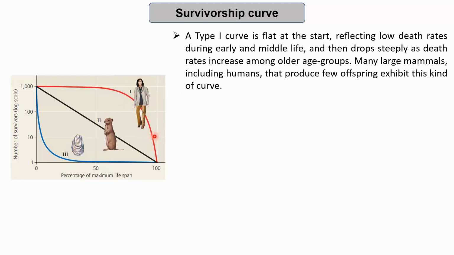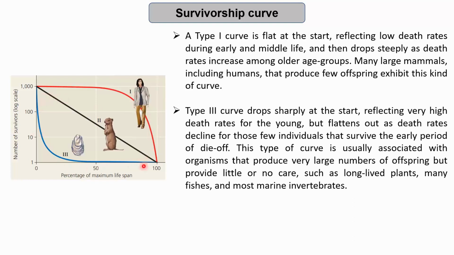And the second type of curve, if I compare it with the type 3 curve, is just the opposite of the type 1 curve. Type 3 curves drop sharply at the start, reflecting very high death rates for the young, but it flattens out as death rate declines for those few individuals that are able to survive the early period of their life. This type of curve is usually associated with organisms that produce a very large number of offsprings but provide little or no care, such as long-lived plants, many fishes, and most marine invertebrates.